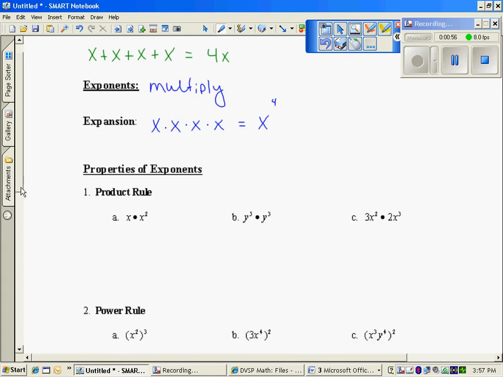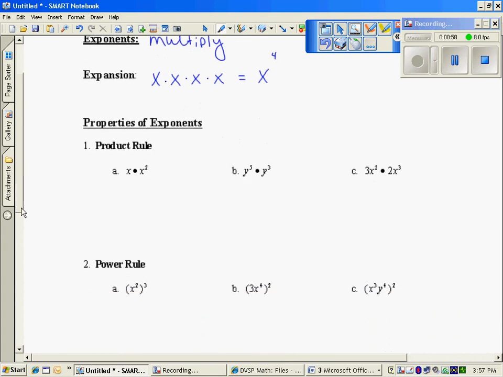Now there are some properties that go with exponents, and I recommend that you don't memorize these. You can always show your property through this idea of expansion. For example, x times x squared. X times x squared means I have 2 x's in addition to the first one being multiplied. The x squared was now expanded, and I have 3 x's being multiplied. So condensing that, it's going to be x cubed.